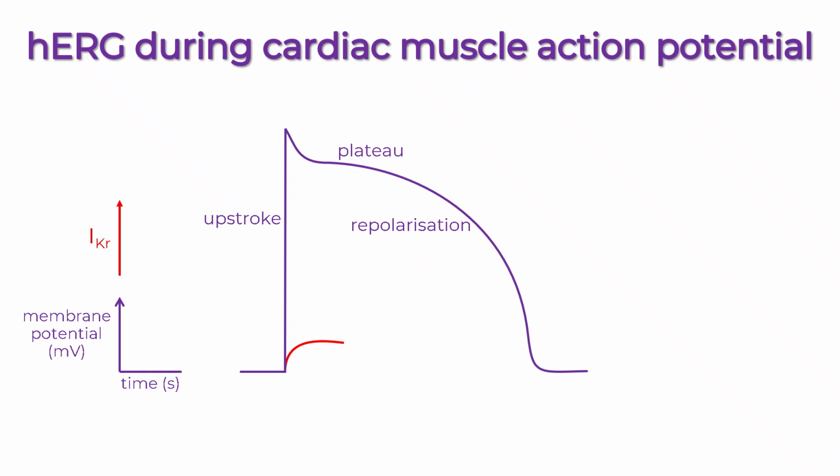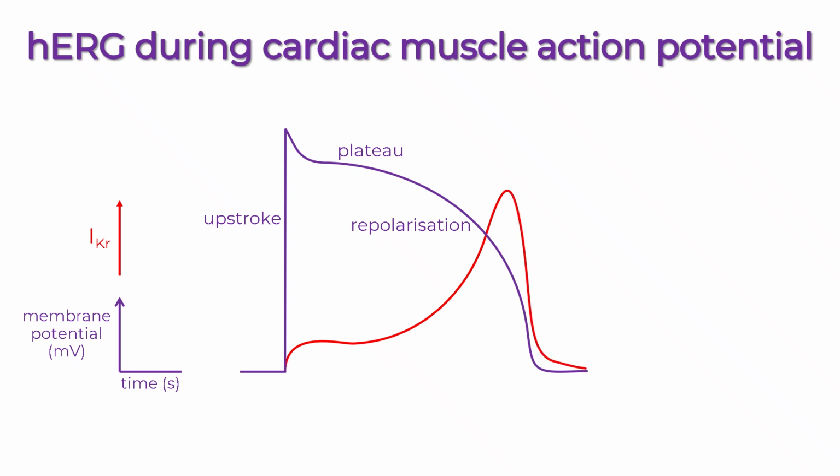As the membrane starts to repolarize, with other potassium currents increasing and calcium current declining, the story changes. hERG channels rapidly recover from inactivation and briefly reopen, while deactivation, their closing, occurs more slowly. The result is a surge of outward potassium current exactly when the cell needs to return to its resting potential. This outward current helps drive repolarization and terminate the action potential.